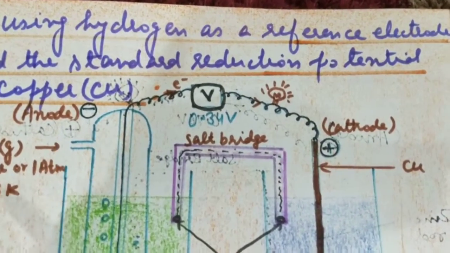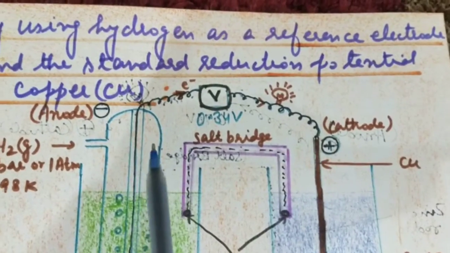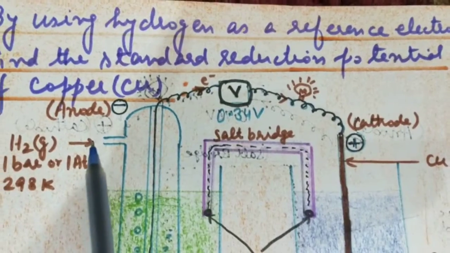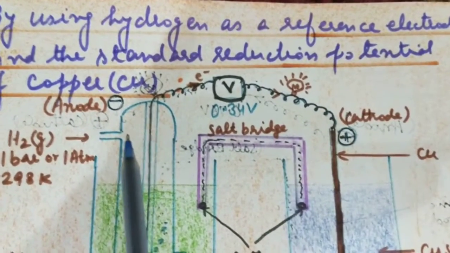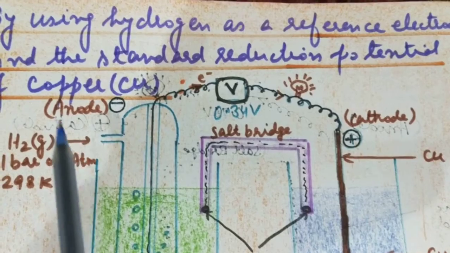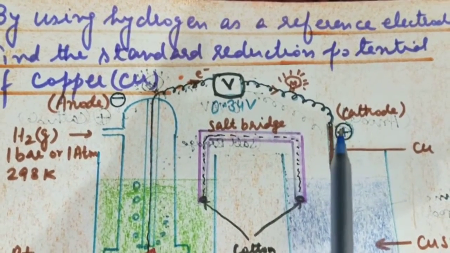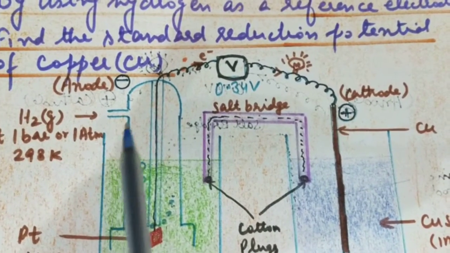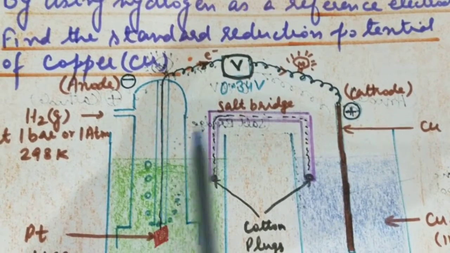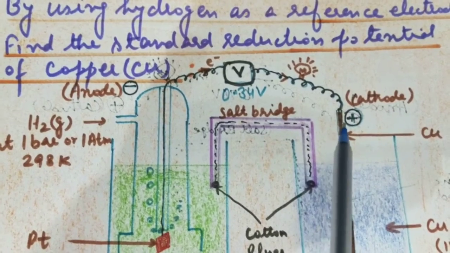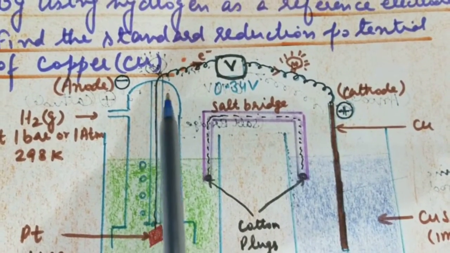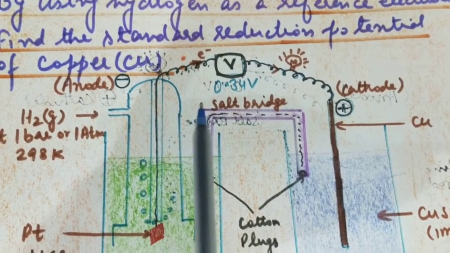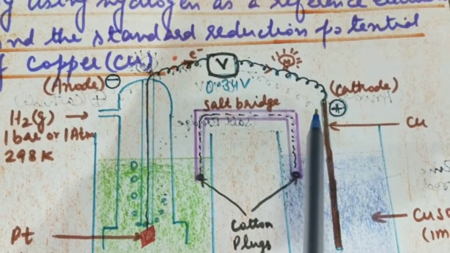and if any substance is more reactive, like if you talk about reactivity series, then that is having tendency to lose electron, and which is less reactive, that is having tendency to gain electrons. So here, as hydrogen is more reactive than copper, therefore we have attached hydrogen at anode side and copper at cathode side.